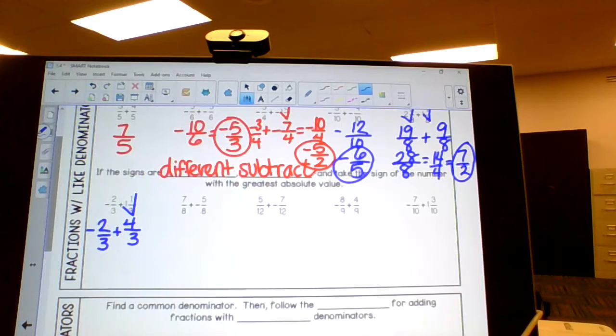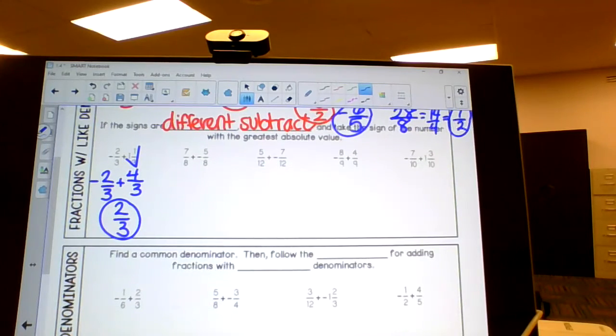Alright, and then look at this. It's negative 2/3 plus 4/3. They're different signs. So different sign, subtract. So I'm not going to even look here, so it's like negative 2 plus 4. So 4 minus 2 is 2. 4 is bigger, it's positive 2, so this is positive 2/3. I'm going to do more, so it's okay.